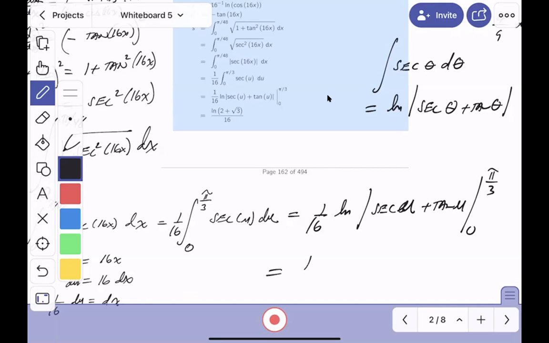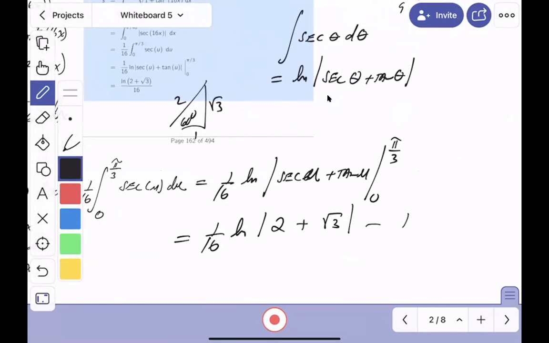It's exhausting. We realize that. 1/16 natural log. Well, the secant of pi over 3, let me remind you, pi over 3 is 60 degrees, right? Something like this over here. That would be √3. This is 1, that's a 2. So that would be 2, right? So put this over here. And the tan would be √3. That's pretty good.